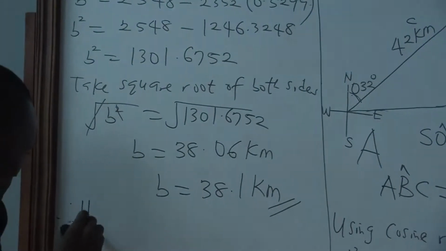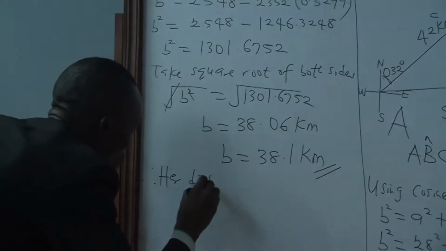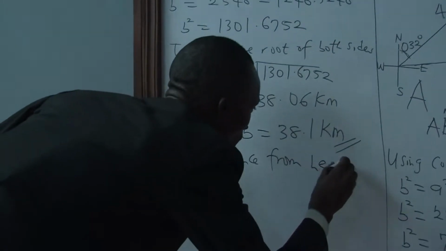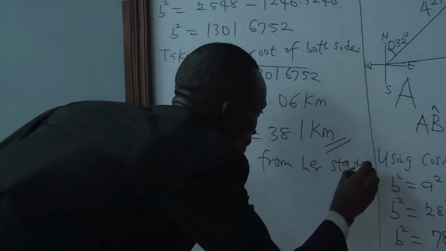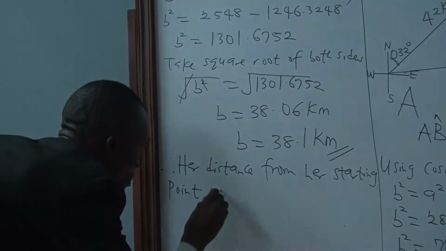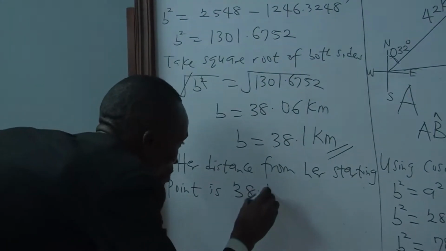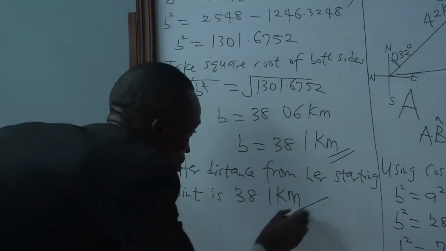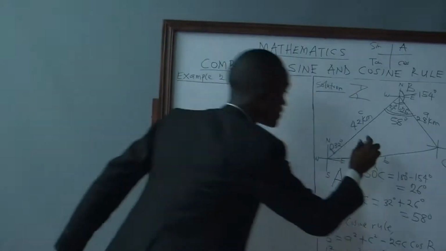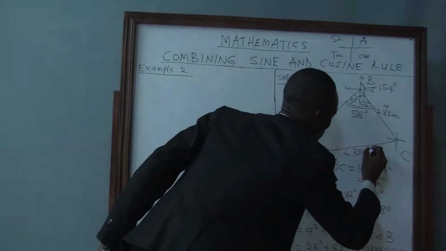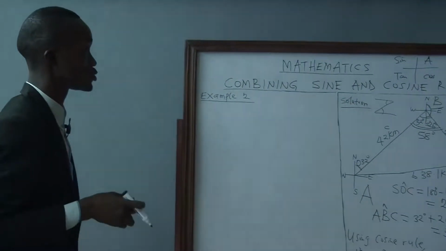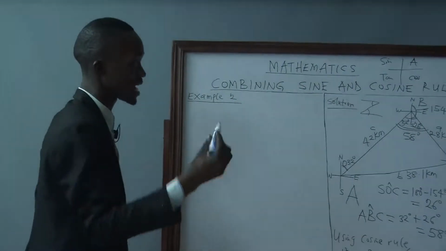Therefore, our distance from our starting point is 38.1 kilometers. We already have this place as 38.1 kilometers. The next thing to do is to get our bearing from our starting point.